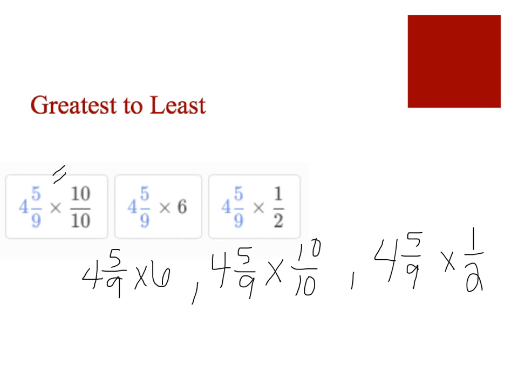4 and 5/9 times 6 is going to give me an answer that is greater, because 6 is greater than 1. And 4 and 5/9 times 1/2 is going to give me a smaller answer, because multiplying by a number less than 1 is going to give me a smaller product. So this one multiplied by 6 is going to give me the greatest. Then this one gives me the same answer. And then this one gives me the least, or the smallest answer.